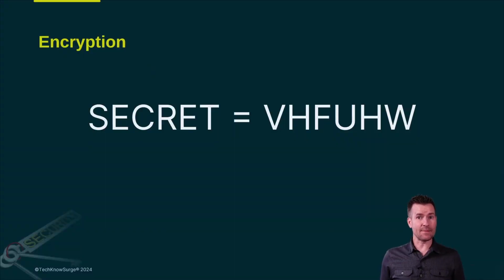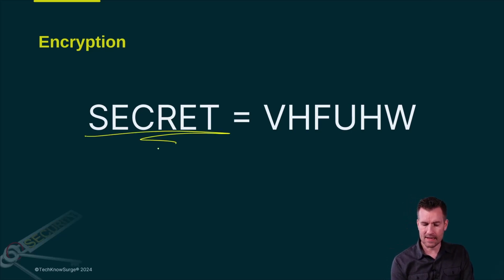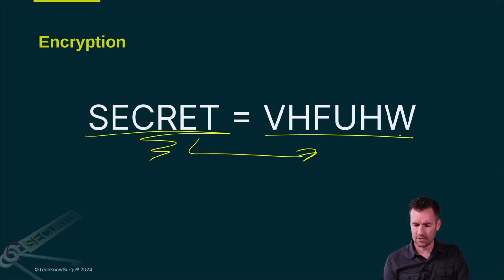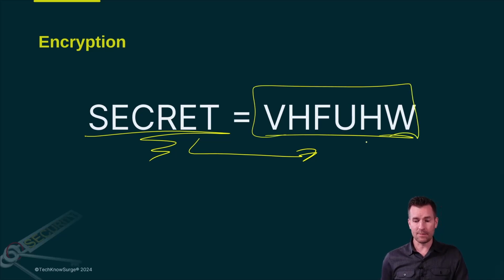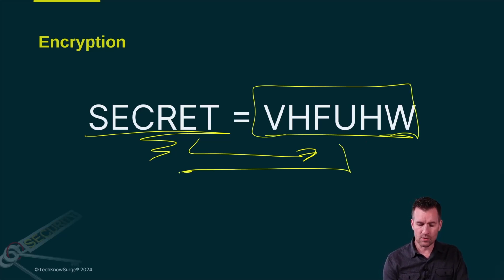Encryption is when we take something and encode it. We turn it into something else, something that's unrecognizable. And the only way that you can turn it back into its original form is by having a key or some sort of process that you go through to decode that. So in this case right here, we have the plain text secret, and we're going to turn it into a ciphertext. And that ciphertext is then going to be unrecognizable by people unless they know how to decode it.